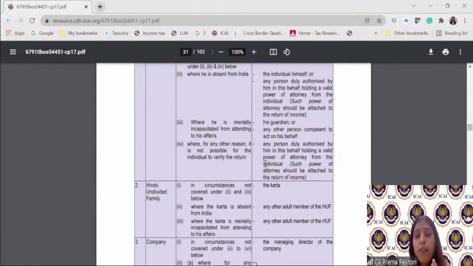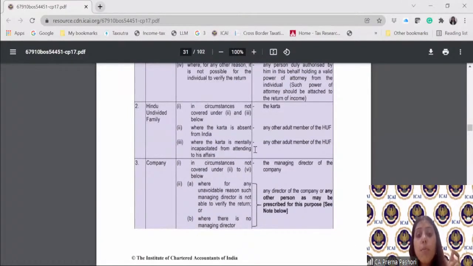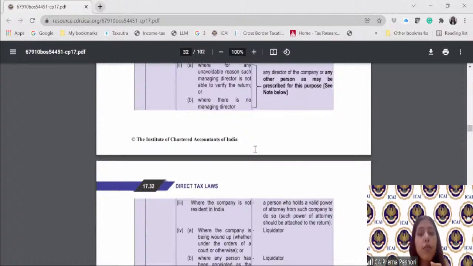In case of HUF, the Karta of the HUF has the power to verify the return. Where the Karta is absent, or not in a mental capacity, then any other adult member of the HUF. In case of a company, when companies are uploading the return, you have to upload it with the DSC of the managing director. Where the managing director is not able to verify, or where there is no managing director, in that case, any other director of the company.